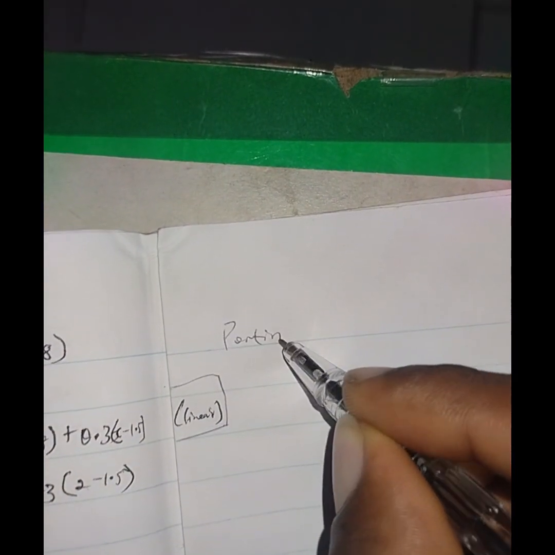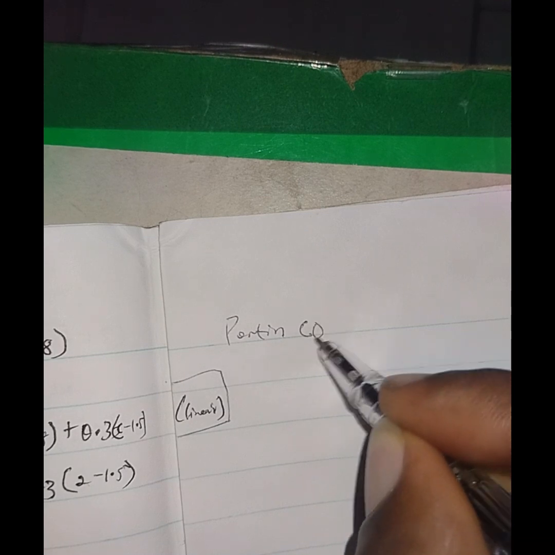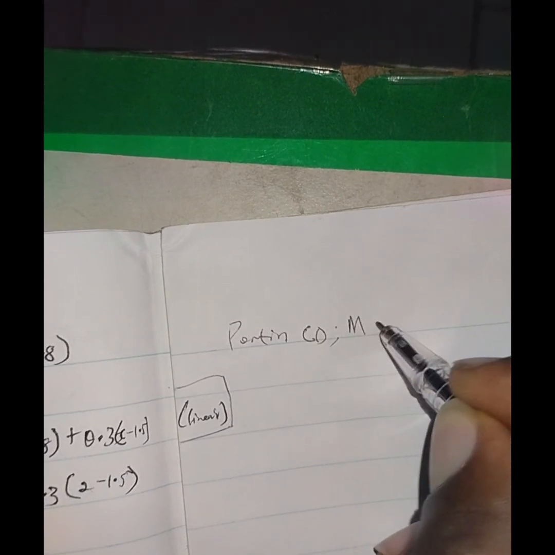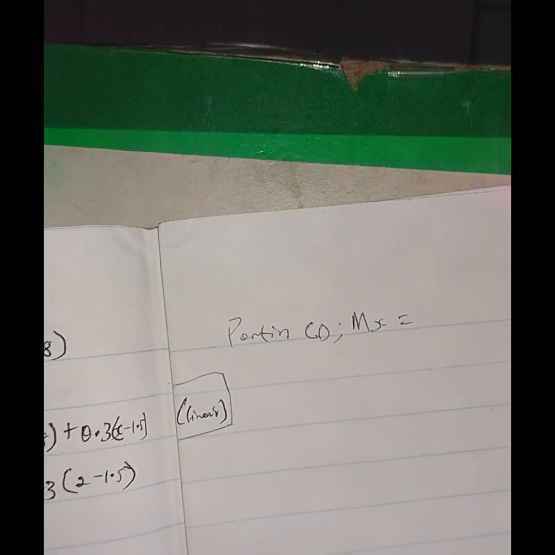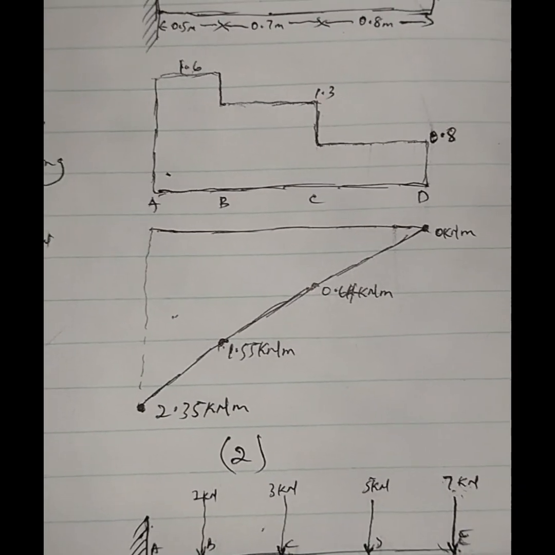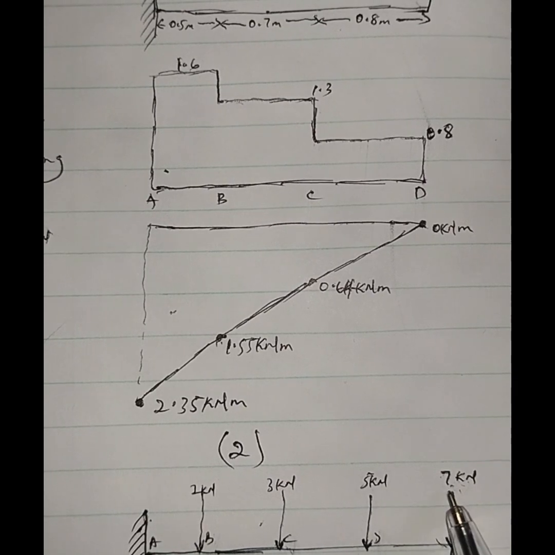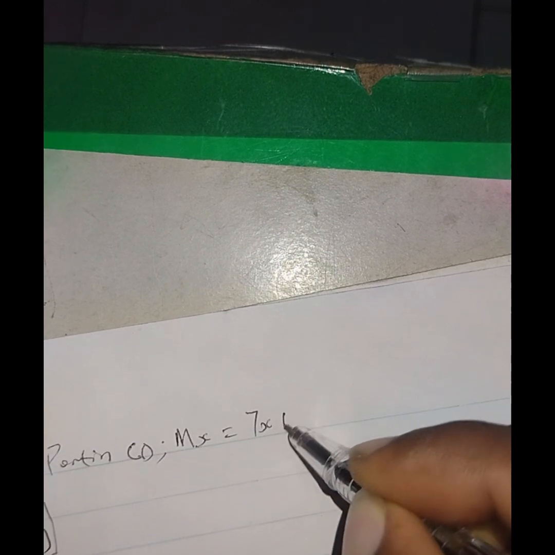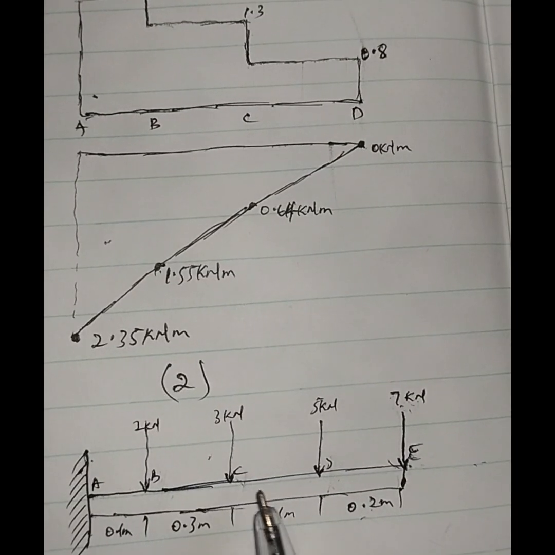So now you go to the next portion, that is, let's say, portion CD. Now your M of x is now equal to, so we look at it. Portion CD, like I'm cutting it here. So we write the previous formula, which is 7x plus, so now you're looking at it, this is CD.